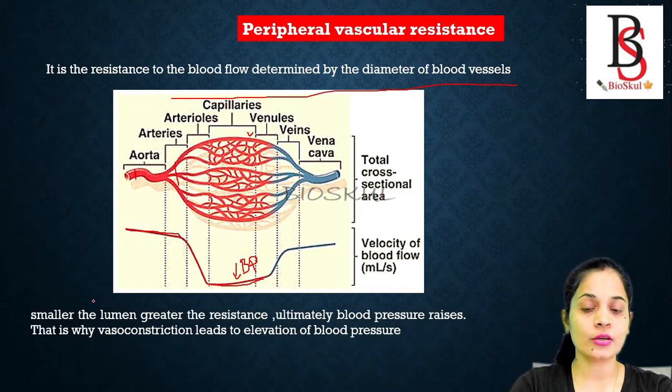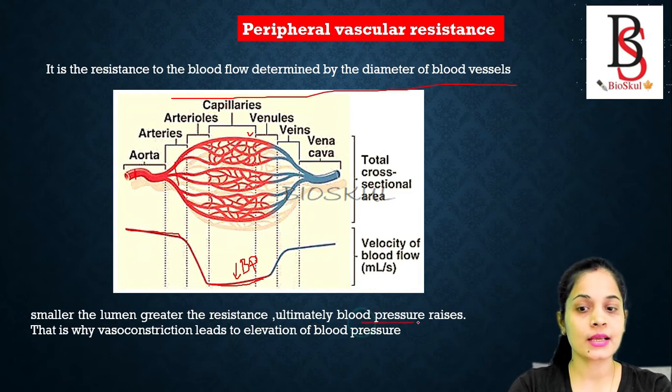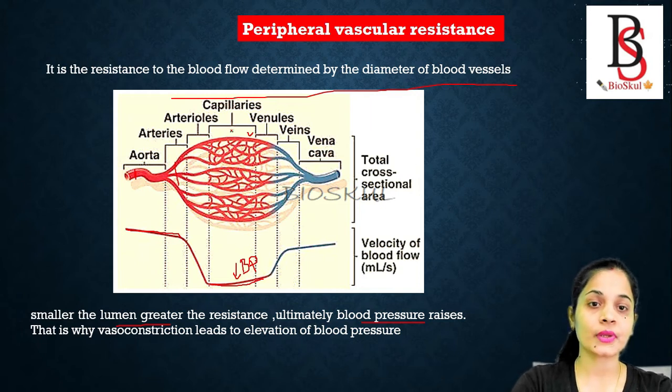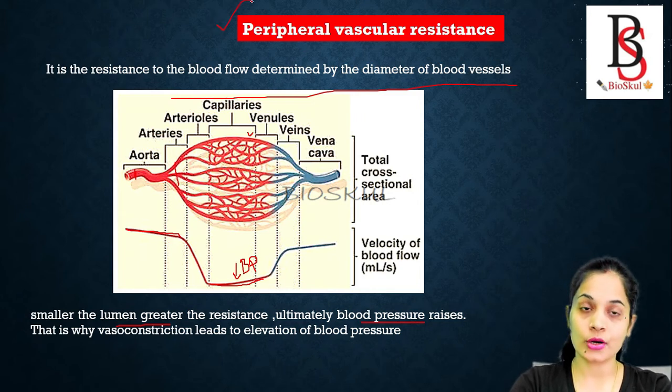Okay, the smaller the lumen, the greater the resistance, and ultimately blood pressure rises. If the lumen is smaller, then blood pressure will be more. So where will the blood pressure be more? Blood pressure will be more in the aorta region and less in the capillary region. Okay, so these two factors, peripheral vascular resistance and cardiac output, affect the blood pressure.